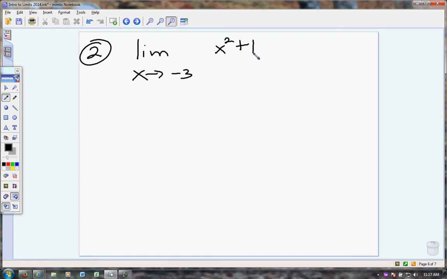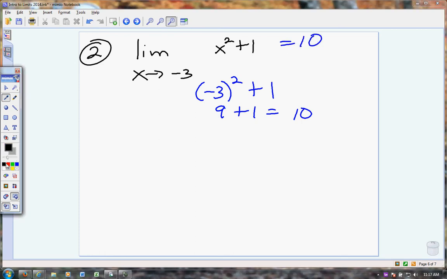How about this one? What kind of function do we have? Don't we just have a quadratic that's been moved up 1? There's nothing undefined. So if I'm wanting to know what function value this is approaching, then all I have to do is substitute, right? All I need to do is plug in negative 3. Negative 3 squared plus 1, that's going to be 9 plus 1, which is 10. So the answer to this problem is 10.